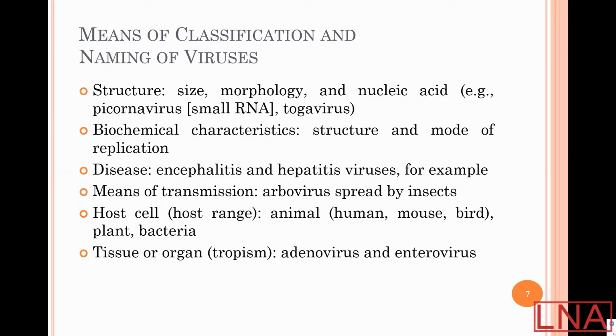Means of transmission: arboviruses are spread by insects, that's why we call all of them arboviruses. And host cell, for example, animal or human viruses, or mouse, birds, some plant viruses, and bacteria viruses we know as bacteriophages. We talked about this group last semester. Sometimes tissue or organ tropism is also used as a base for that. For example, adenoviruses and enteroviruses are grouped because they infect tissue or organs.